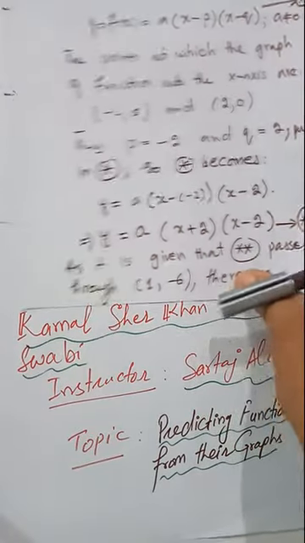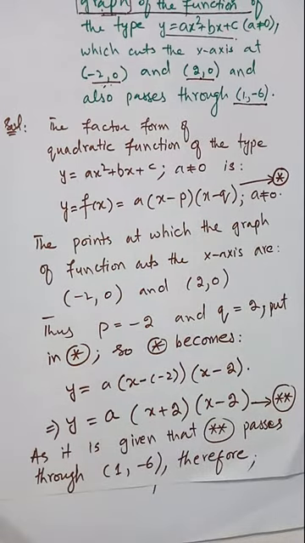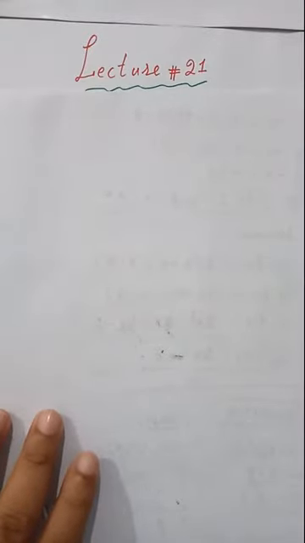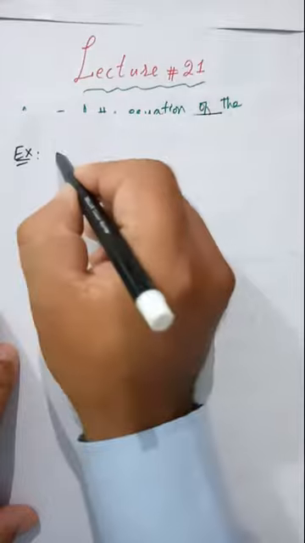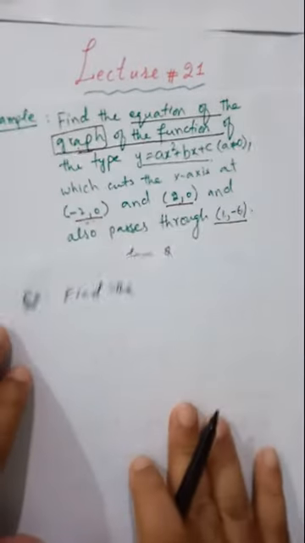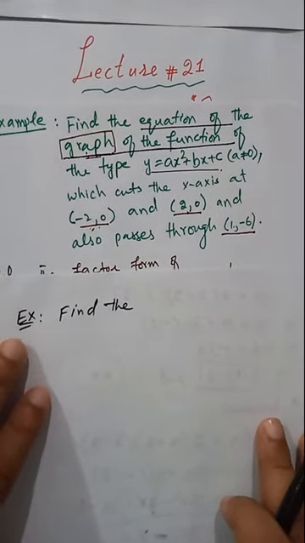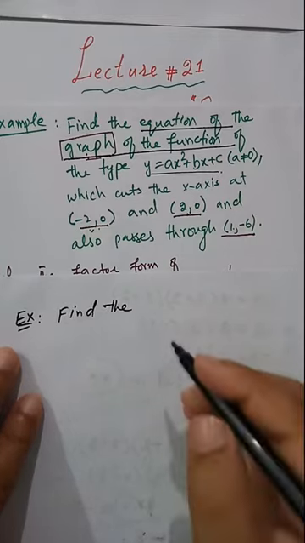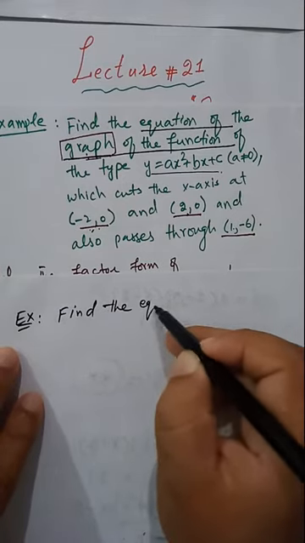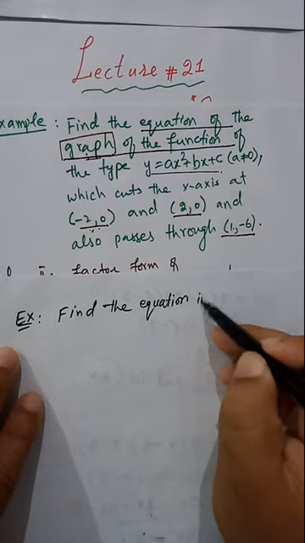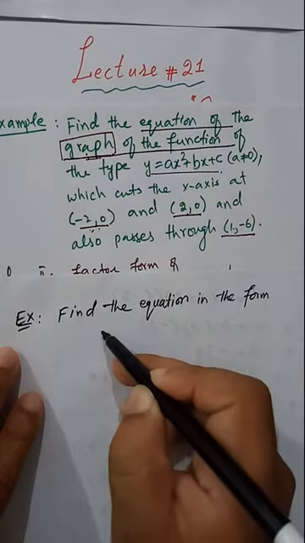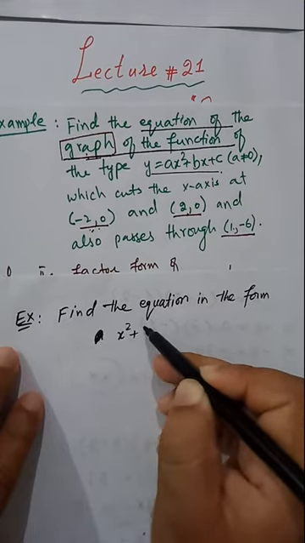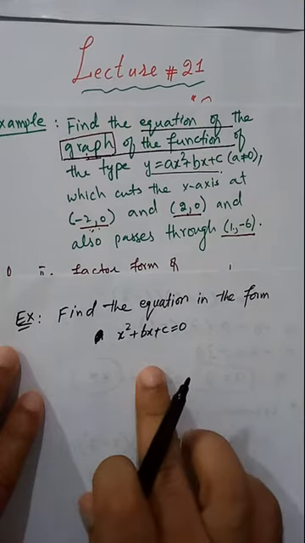Okay, now I am moving towards the next example. The next example is: find the equation in the form x square plus bx plus c equal to 0, which must be in this form. Okay, this example is a little different from the previous one.